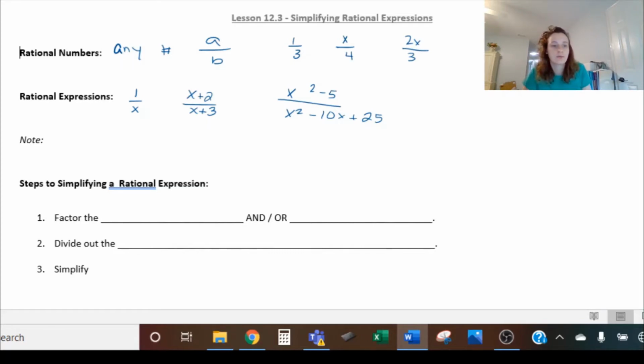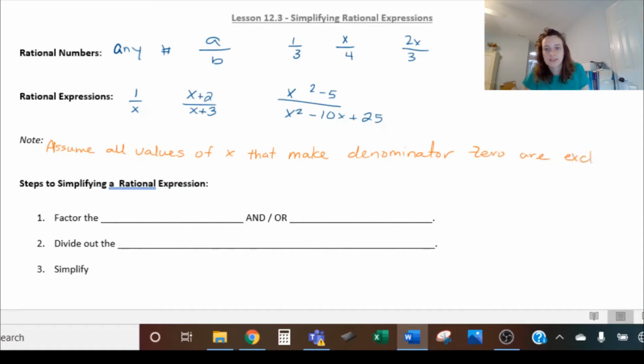I want you to notice, though, we'll just make a little note here, that we are just going to assume that all values of x that make that denominator 0 are excluded. Okay, so remember that your denominator cannot be 0. You cannot divide by 0. Then it is undefined. So we're just going to pretend that all of those values have been thrown out the window. Okay, so all values of x that make the denominator 0 are excluded. So in order to study this, we're just going to exclude anything that makes the denominator 0.